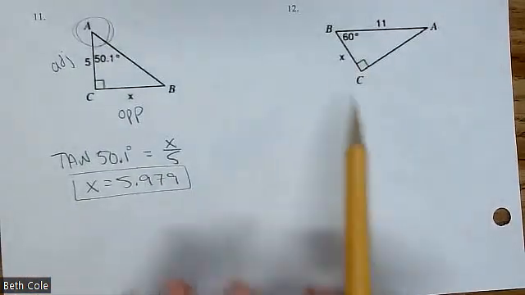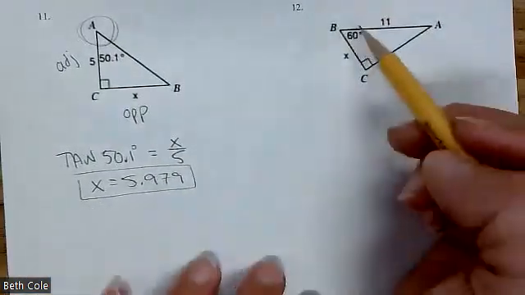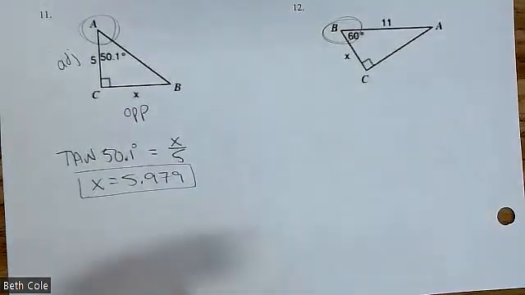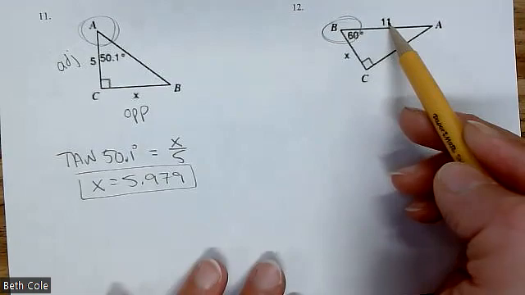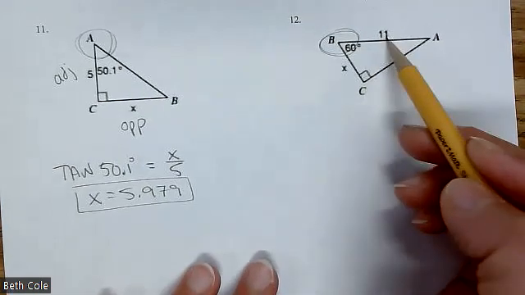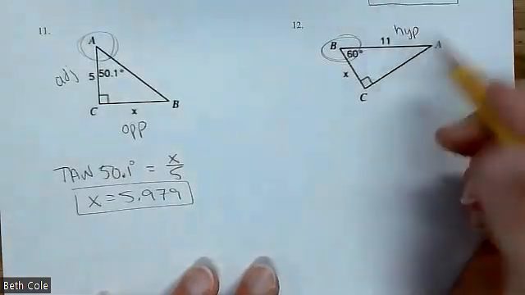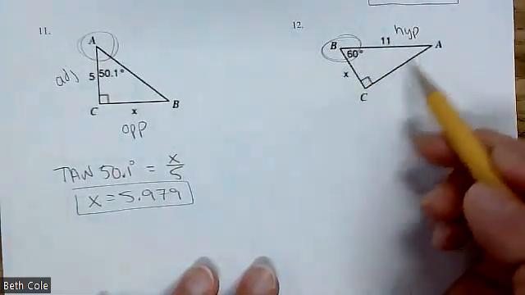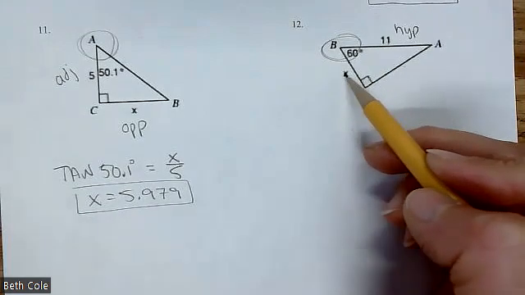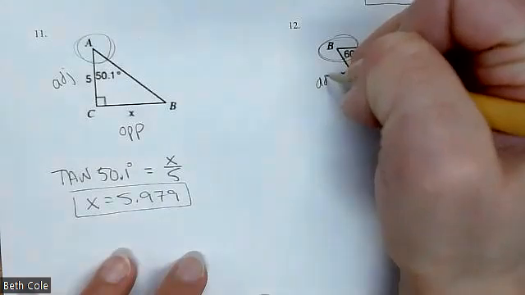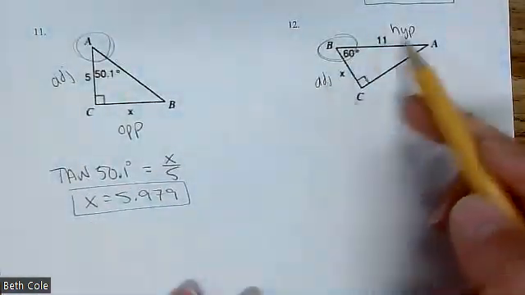Where's your point of view? Where's the you are here? B, the 60 that's labeled. That means 11 is the what? Eleven's the hypotenuse. It's across from the right angle. We don't have the opposite. This would be the opposite. So x is the adjacent. So we have hypotenuse and adjacent.